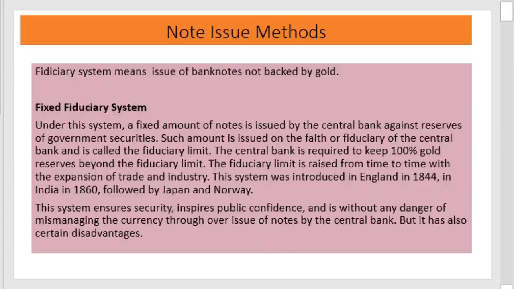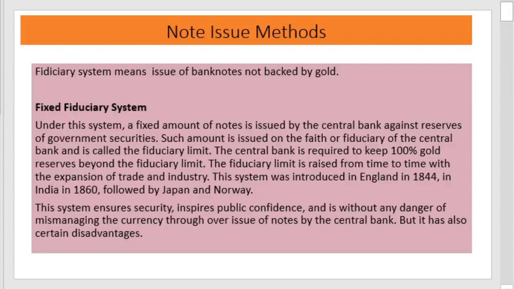The first method is the fixed fiduciary system. Fiduciary system means issue of banknotes not backed by gold. Under the fixed fiduciary system, a fixed amount of notes is issued by the central bank against reserves of government securities. It is not backed by gold, it is backed by the government securities. Such an amount is issued on the faith or fiduciary of the central bank and is called the fiduciary limit.